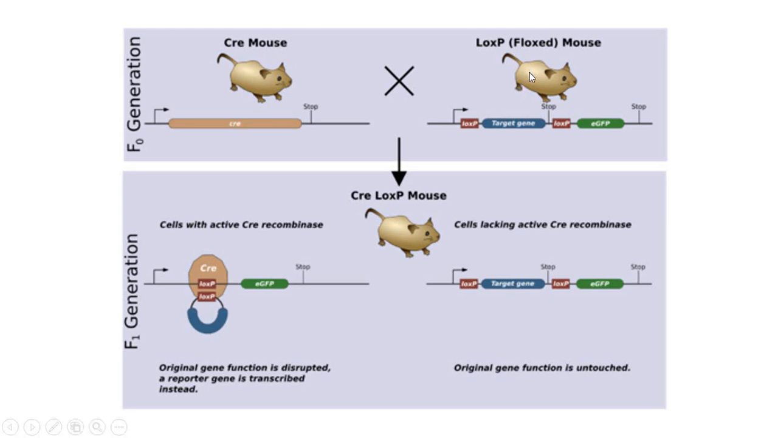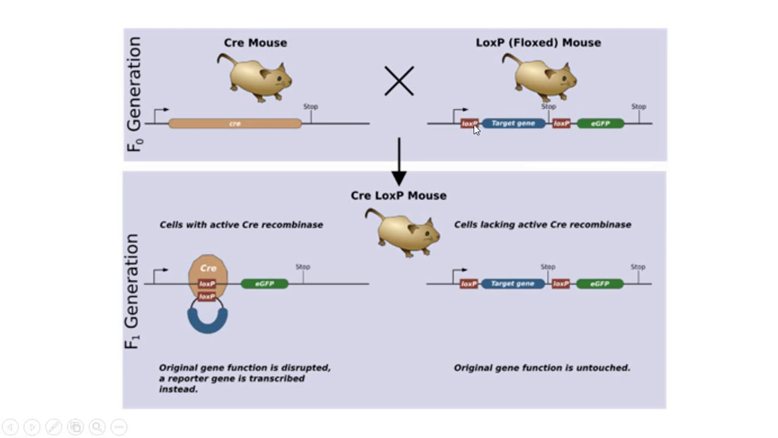This mouse is usually called floxed. This mouse has LOXP sites added, about 2 sites. So instead of 2 different genes, it's on the same gene. And this is the target gene, whatever this gene is that the researchers want to manipulate.